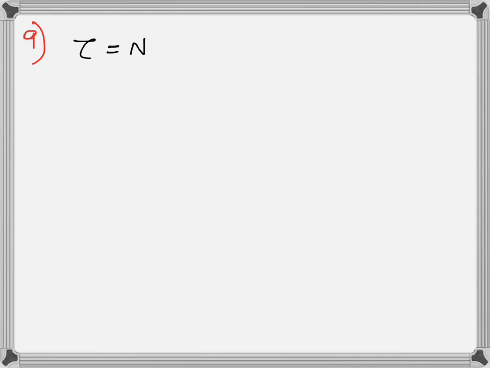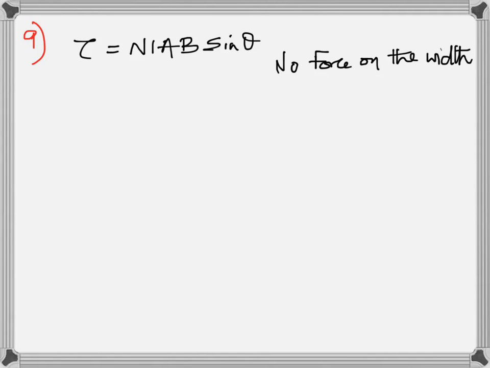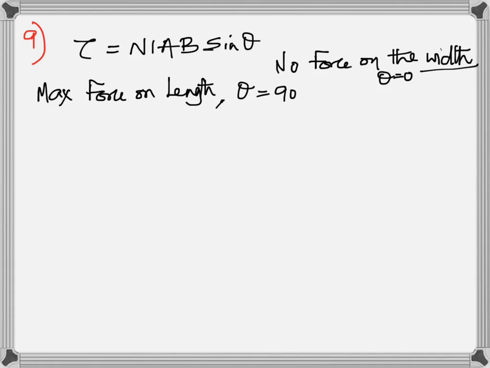Number 9. Here you have a single square loop placed with its face parallel to the magnetic field. And you find the torque is given. So just like before, the torque is NIAB sine theta. Remember that there's no force acting on the width of the coil because theta is 0. And the maximum force acts on the length because it is at right angles. Therefore, tau max, because sine 90 is 1, would be NIAB.